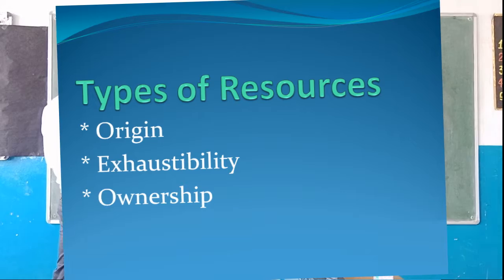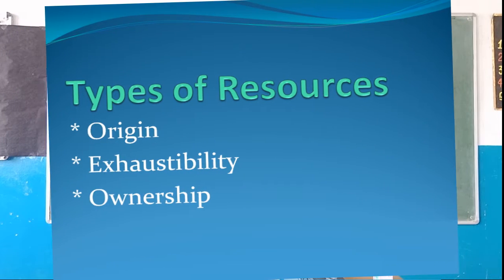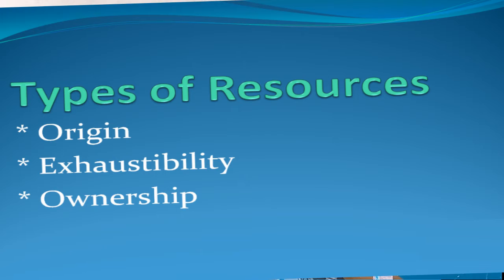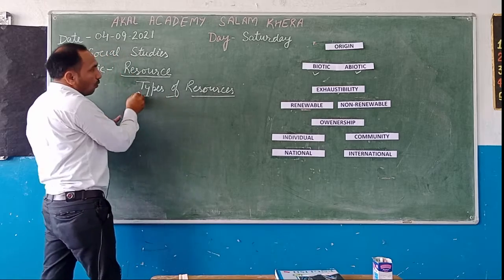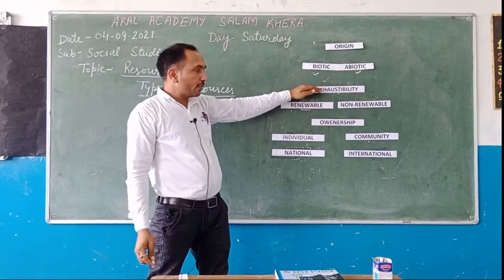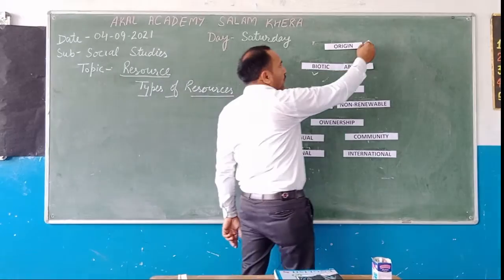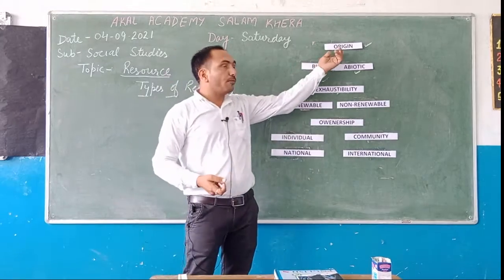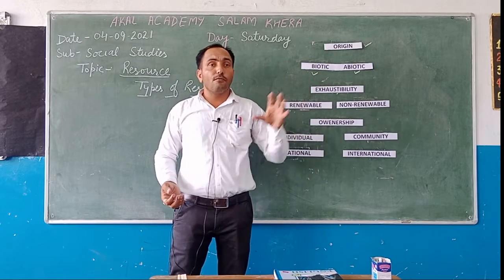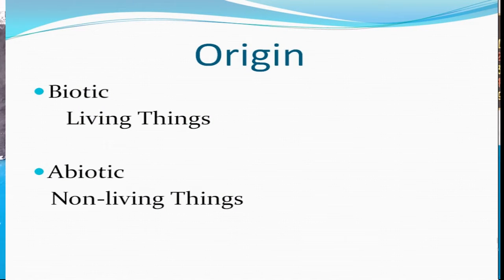We can classify the resources on the basis of origin, on the basis of exhaustibility, and on the basis of ownership. First, we will discuss on the basis of origin. Origin means from where they generate, from where they come. On the basis of that, we divide the resource into two categories: one is biotic and second is abiotic.